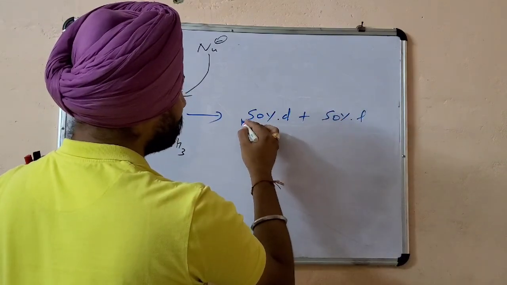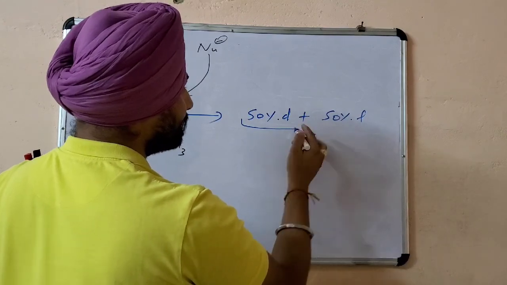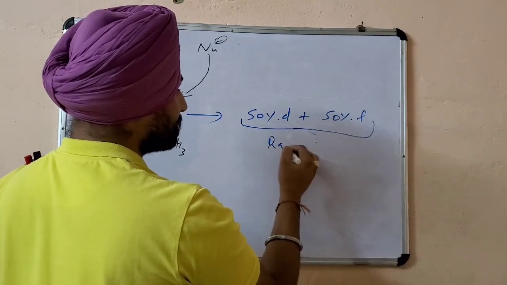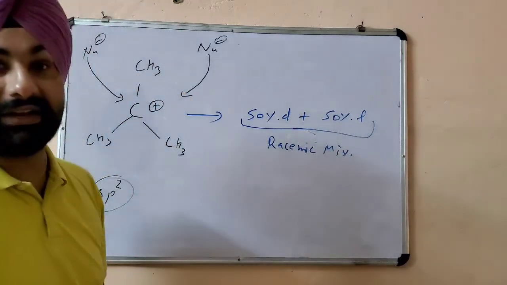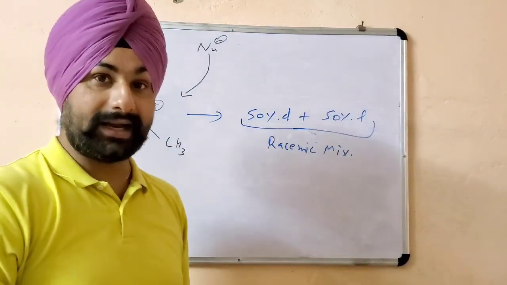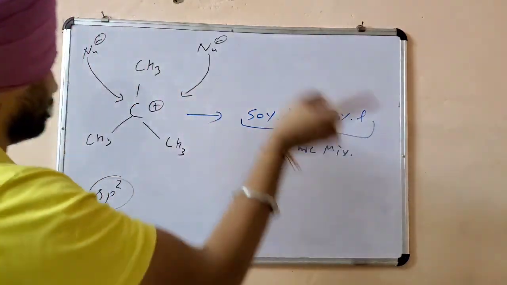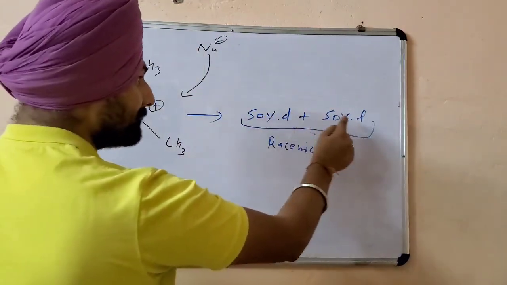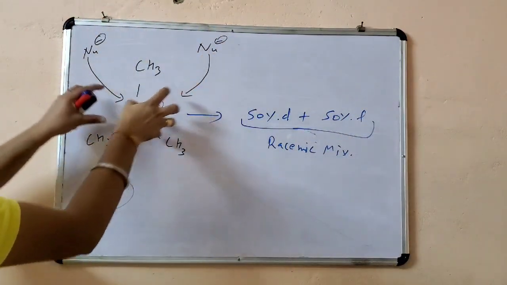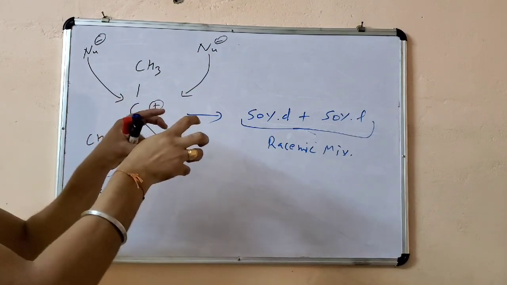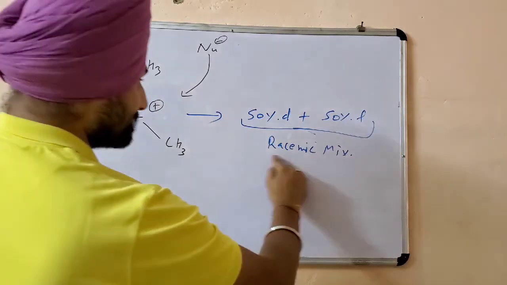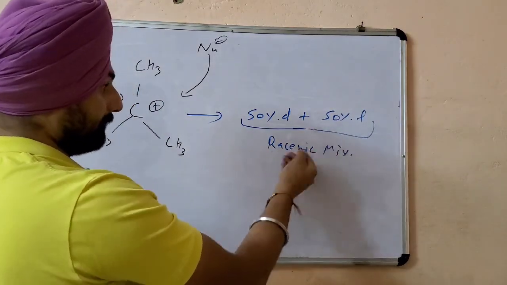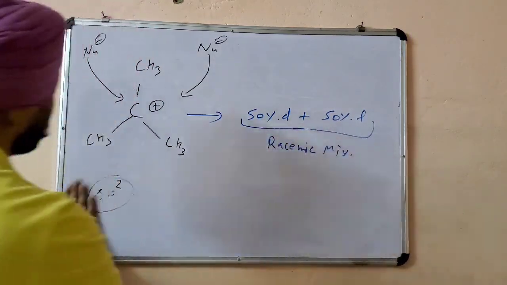Ultimately what we are getting here is a racemic mixture with optical activity 0. This is one important thing. There will be 50% D form and 50% L form if there is equal attack from both sides. Clear? Most of the books say this. That is right, no problem. Racemic mixture we are getting.